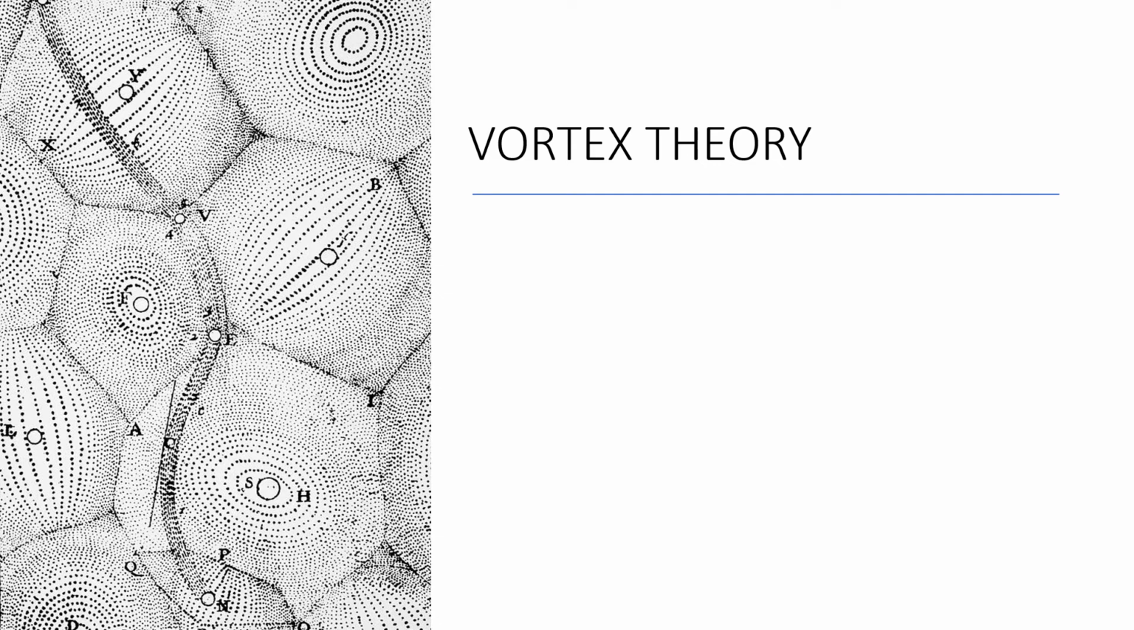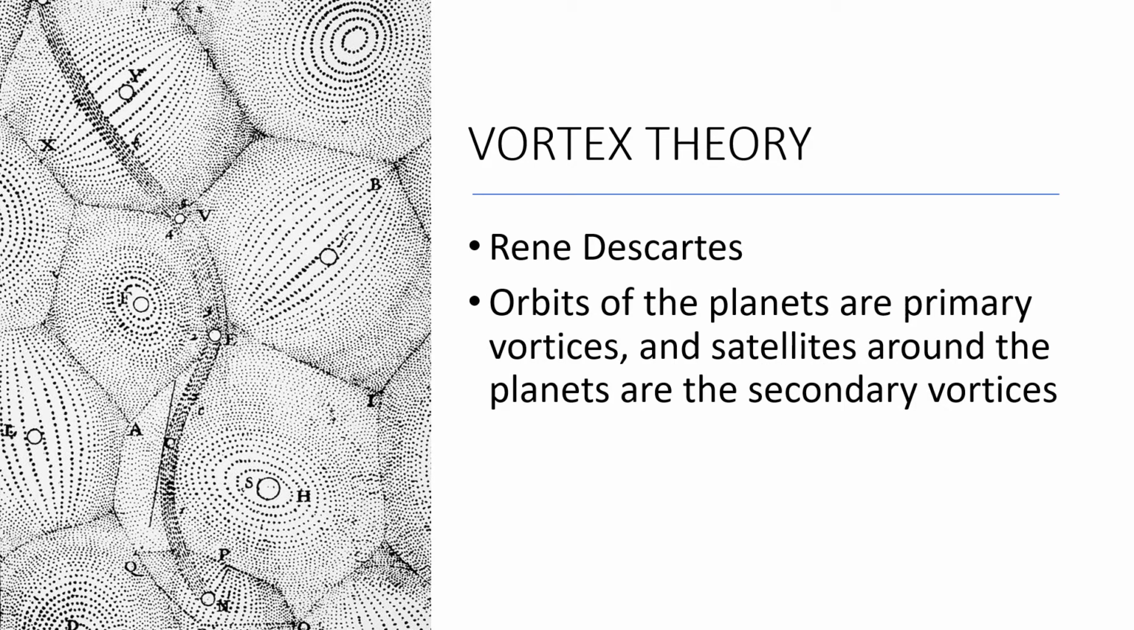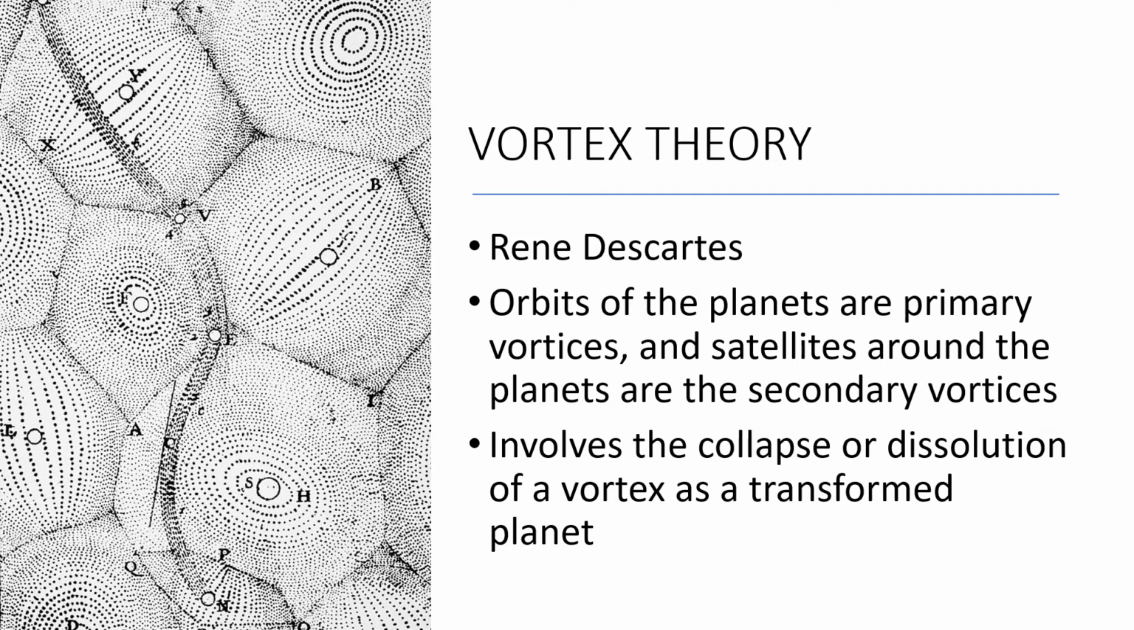So the first one, we have the vortex theory, proposed by René Descartes, a French mathematician and physicist. He was one of the first proponents of a model of the origin of the solar system. In 1644, he proposed that the solar system formed into bodies with nearly circular orbits because of a whirlpool-like motion of the pre-solar materials. He explained how the orbits of the planets are the primary vortices and the satellites around the planets are the secondary vortices. Thus, the name vortex theory.